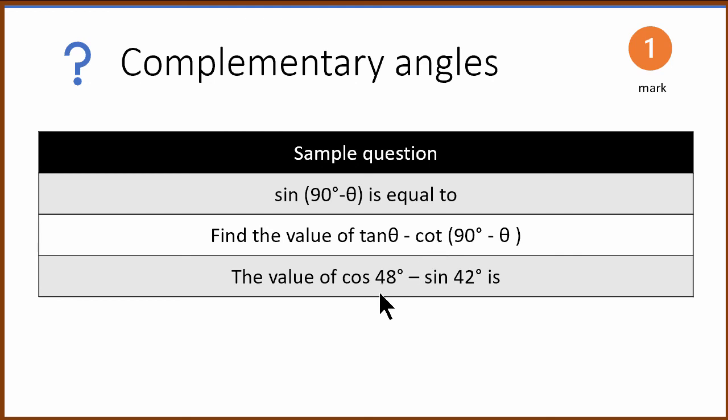The third one is an interesting one. It says, what is cos 48 minus sine 42? If you pay attention, 48 degree plus 42 degree is 90 degree. In other words, these are complementary angles, and you can use complementary angles to prove that cos 48 is sine 42, hence this is also 0. Complementary angles are quite common, and you get at least 1 or 2 questions in almost every examination.